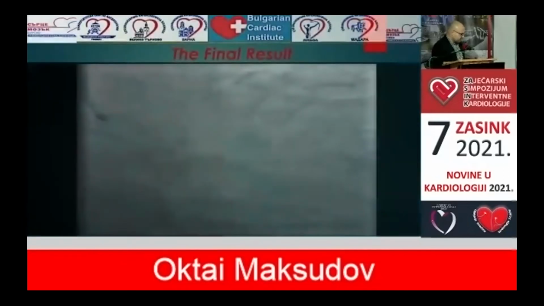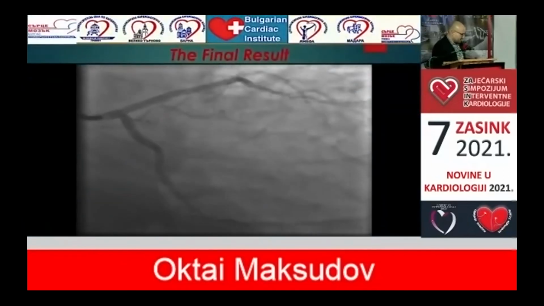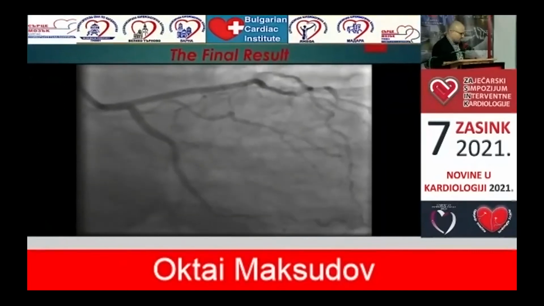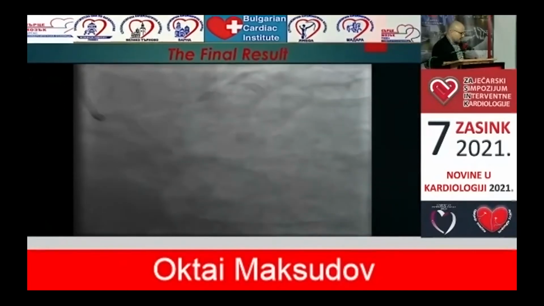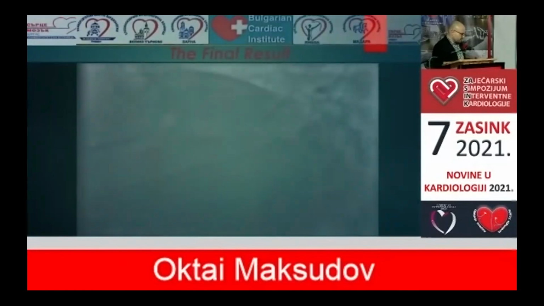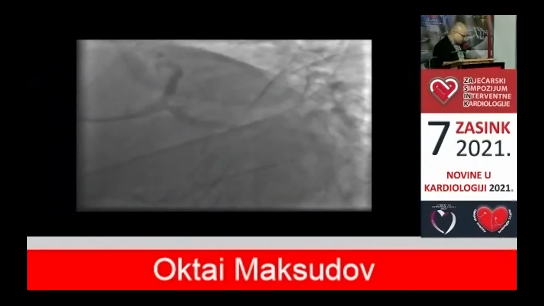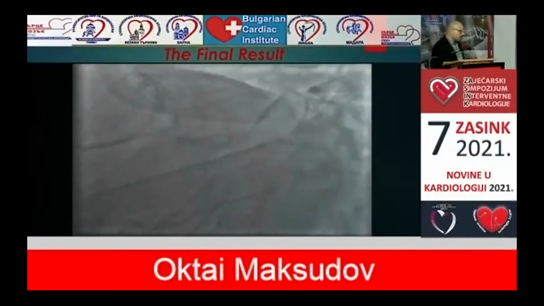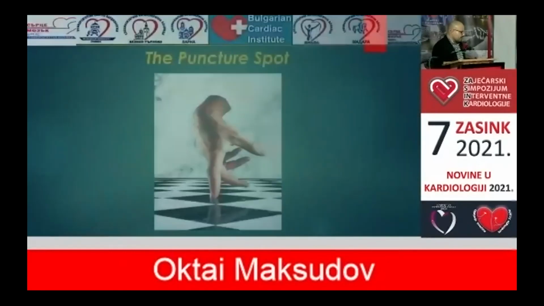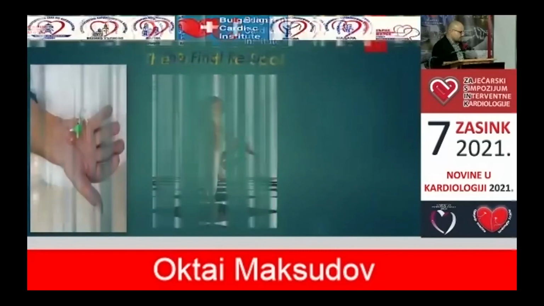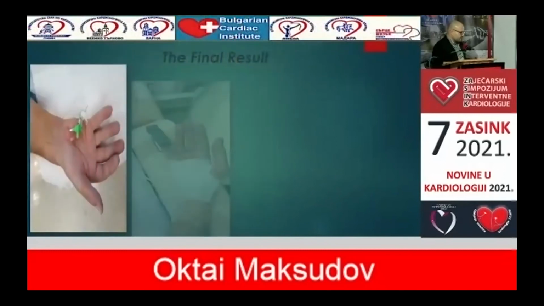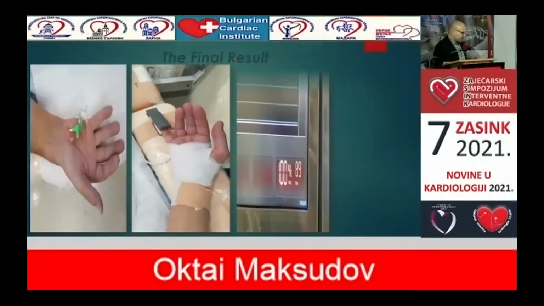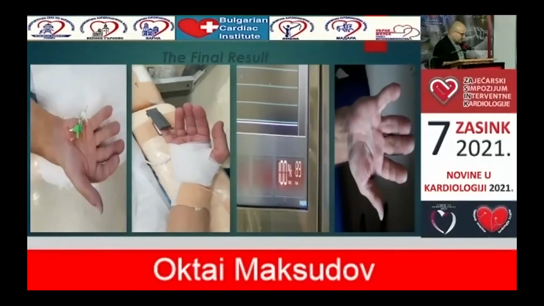This is the stent boost picture, and of course the final result. Good angiographic result with TIMI 3 flow towards LAD and circ, and in spider projection the same. What about the puncture spot? This is the introducer after the procedure, the bandage, the suturation, and 3 hours after removing the bandage, the hand is in perfect condition.